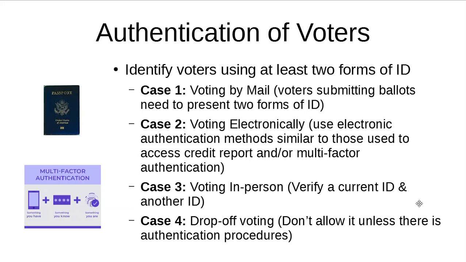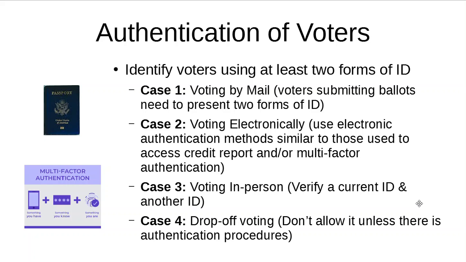Okay, so let's start with authentication of voters. We need to identify the voters using at least 2 forms of ID. Hey, when you go to the bank, do they just give you money? Or do you have to present an ID or authenticate yourself? Don't you think voting is important and voters should be identified? So let's start with each case.